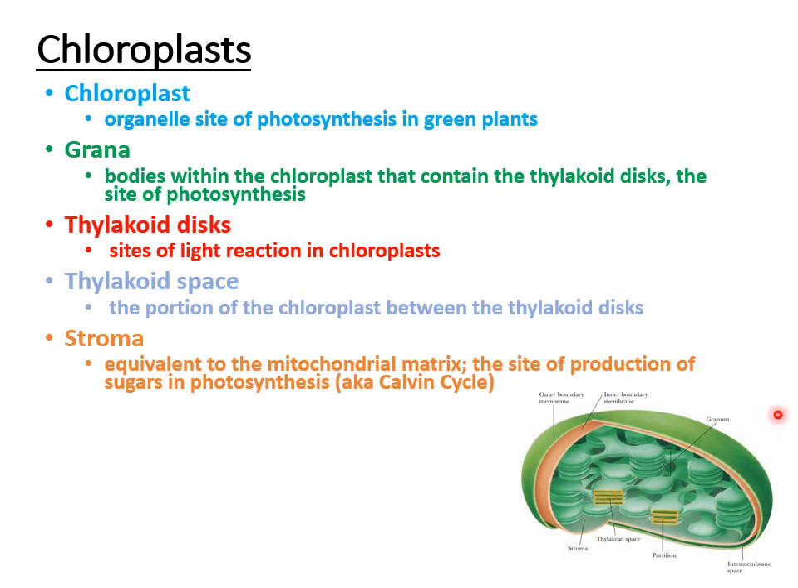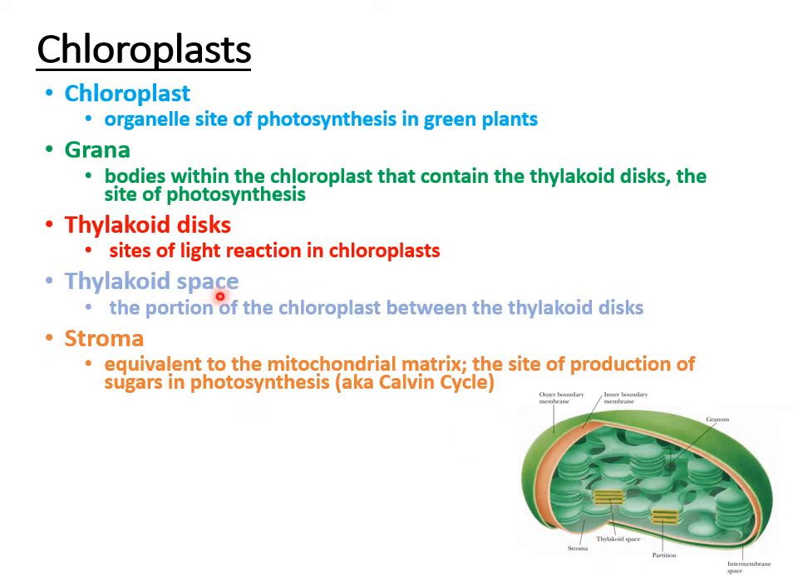Within the chloroplast, so we have the chloroplast here, you have a few different parts. You have the grana, which are the stacked bodies within the chloroplast containing the thylakoid discs. Okay, so each of those is the grana, and you'll see the individual thylakoid discs. These discs are very important because that's where the light reaction is going to take place, so the absorption of that solar energy. You will also notice that there's spaces in between each of the thylakoid discs. Okay, we call that the thylakoid space.